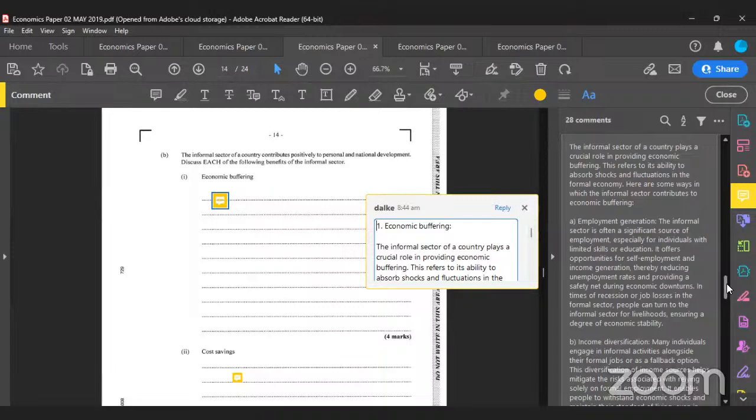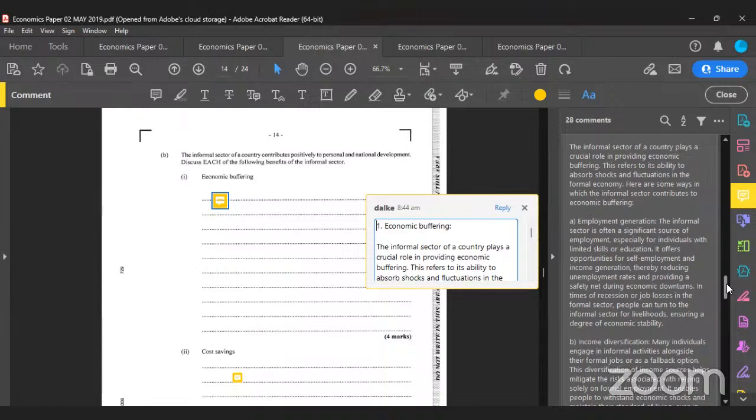So the first thing is that the informal sector is often a significant source of employment. When we're speaking about economic buffering, by the way, a buffer means that you make something more solid or more resistant to shocks, right? So for example, if demand goes down randomly one day, if you have a good informal sector, then the country probably wouldn't just jump into recession like that. So the informal sector can play that buffering role, that sort of insurance.